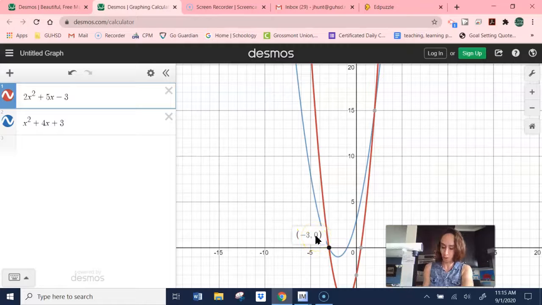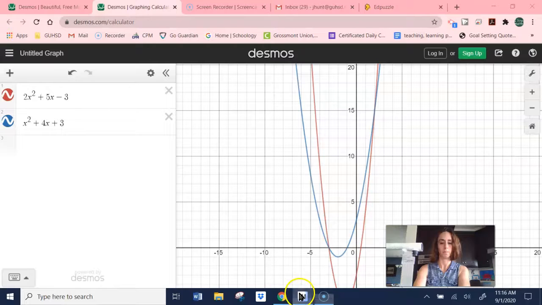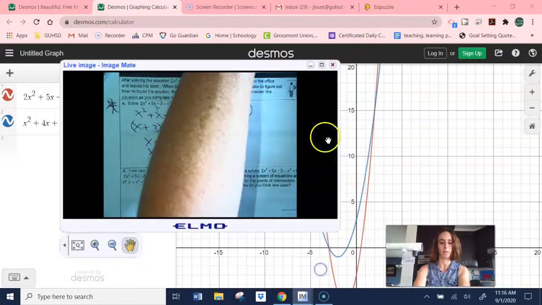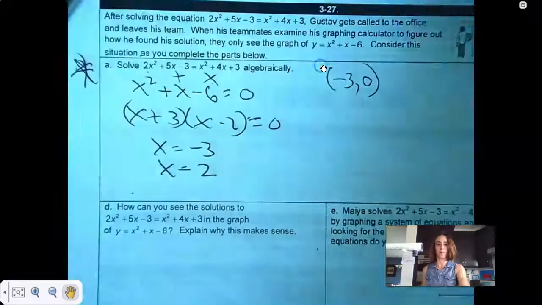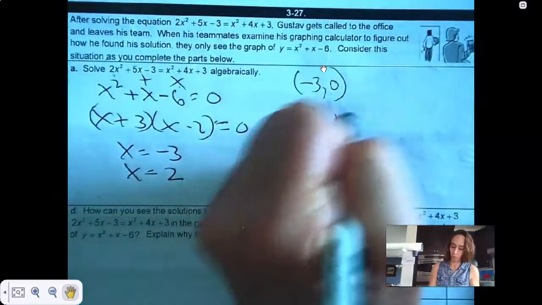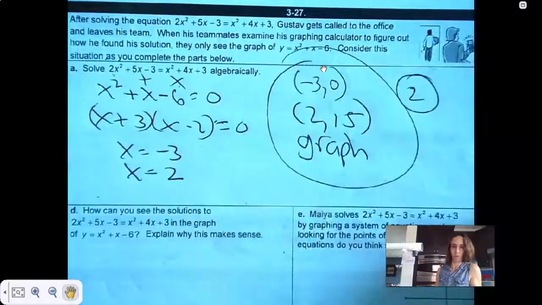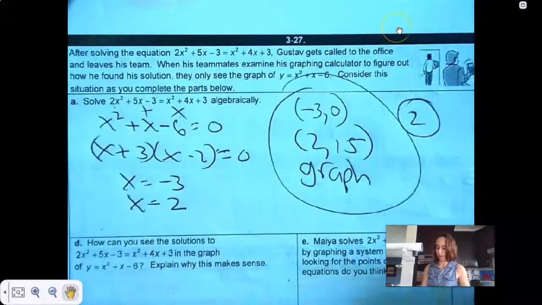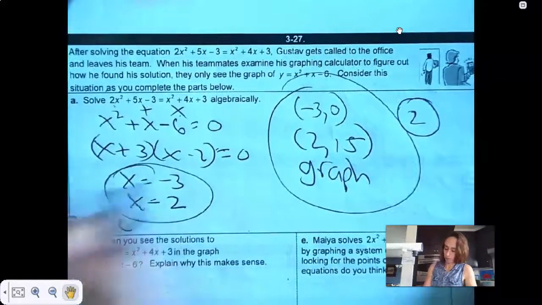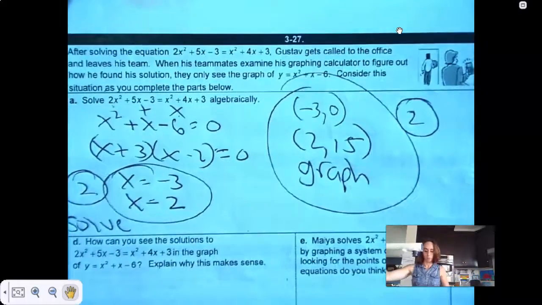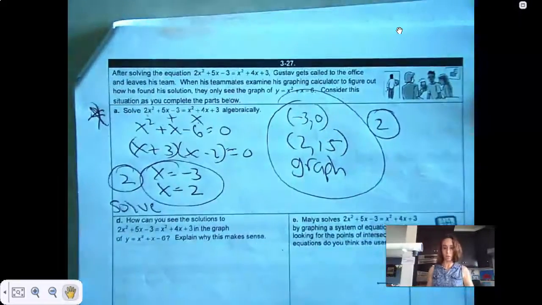I'm going to put that here. And then my other x value was +2. Let's see if that's true. Yep. So when I plug in 2, I get 15. Okay? So let me show that back here. Oops. Okay, so that was (2, 15). So when I graph it, I get 2 solutions, and when I solve it, I get 2 solutions. So it happens to be that it works in both cases, which is great.